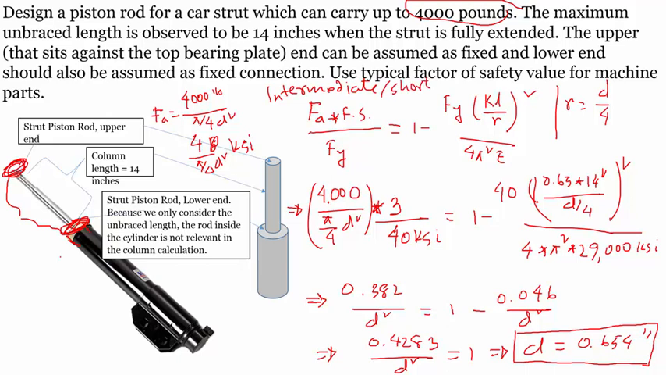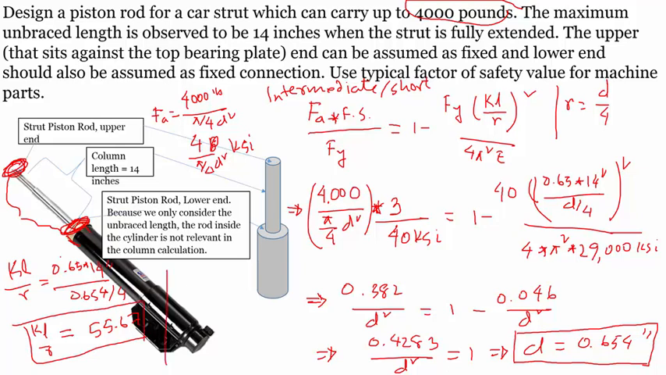Now we're going to verify whether our assumption was correct or not. So you have to calculate the KL by r. In this case K is 0.65 times L, which is 14 inches, divided by r, which is d by 4, so 0.654 divided by 4. I have calculated this to be 55.67. So that's the KL by r value.